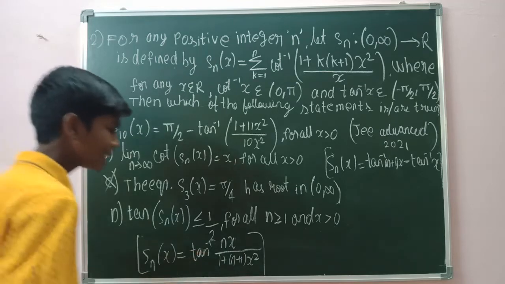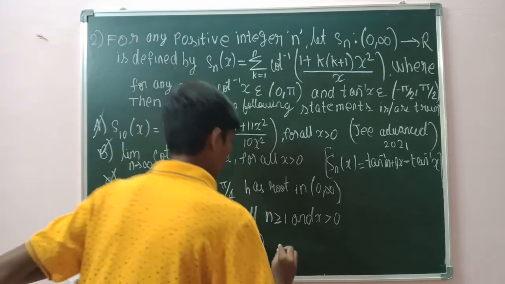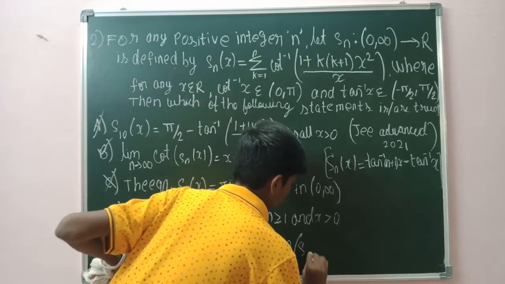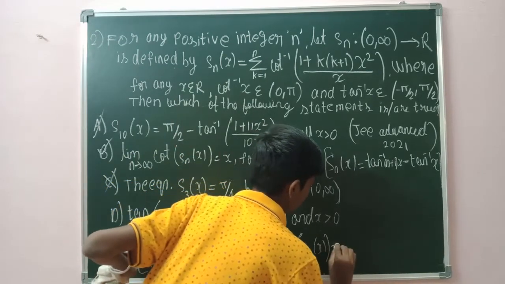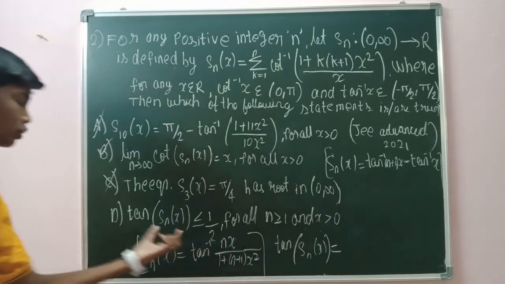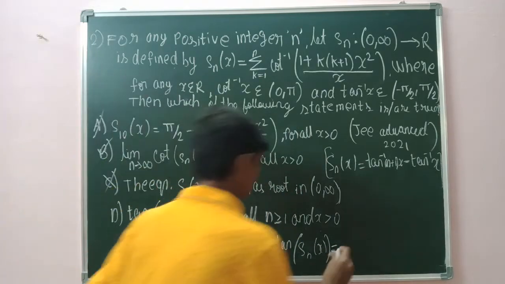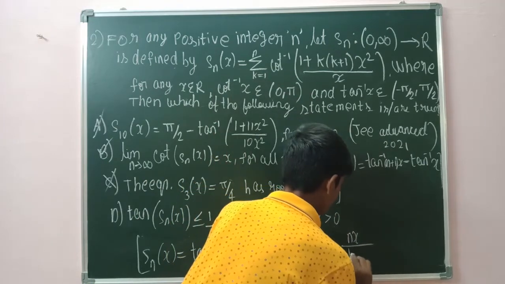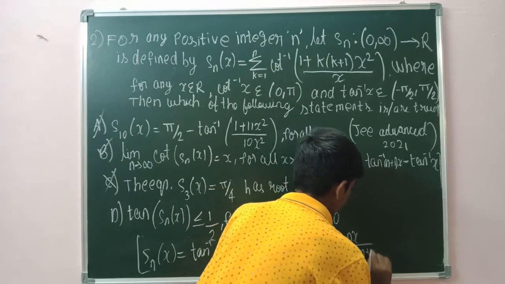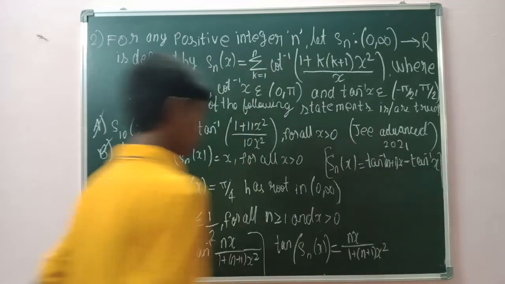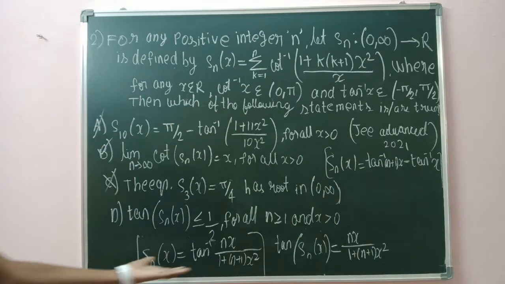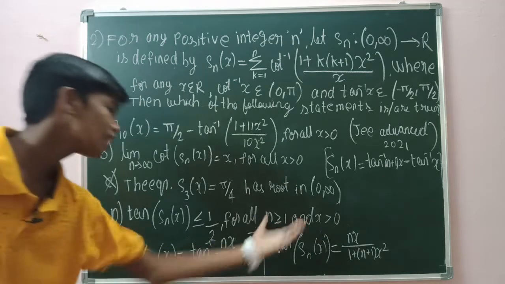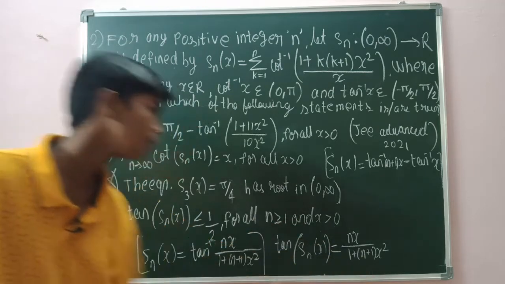Therefore this tan and this tan will get cancelled. Therefore I will get tan of Sn of x will be equal to, when you take tan on this side, you will get nx by 1 plus (n plus 1) into x square. Correct? This will be your tan of Sn of x. Because Sn of x is this expression, your tan of Sn of x will be tan of tan inverse. Therefore tan and tan inverse will cancel. Something will be left out.